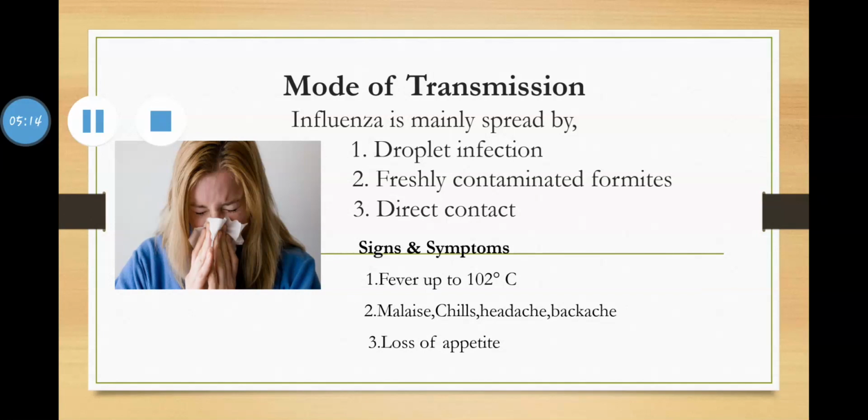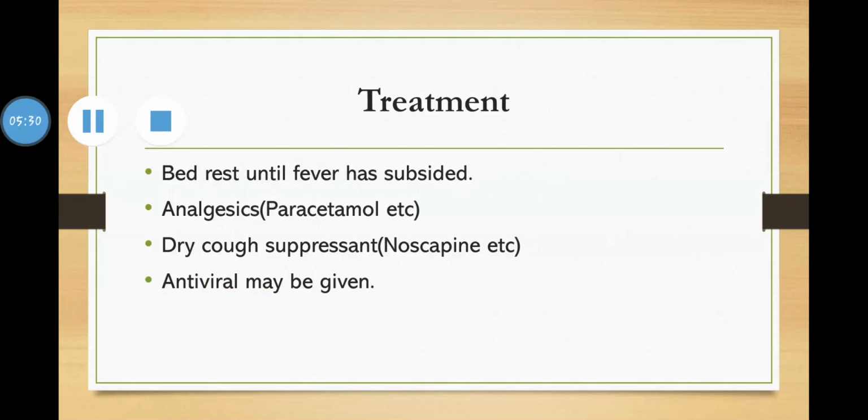Signs and symptoms: fever up to 102 degrees Celsius, malaise, chills, headache, backache, loss of appetite are some of the symptoms of influenza. Treatment: bed rest until fever has subsided, analgesics, paracetamol, etc., dry cough suppressant, noscapine, etc. Antiviral may be given.